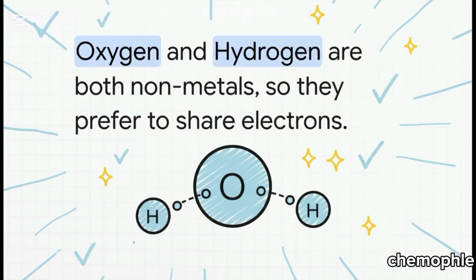If you said B, oxygen and hydrogen, you nailed it. Why? Because they're both nonmetals, so they're going to share. Sodium and chlorine, that's our classic metal and nonmetal pair, so that's ionic. Same thing with magnesium and oxygen. It really just comes back to that one simple rule.